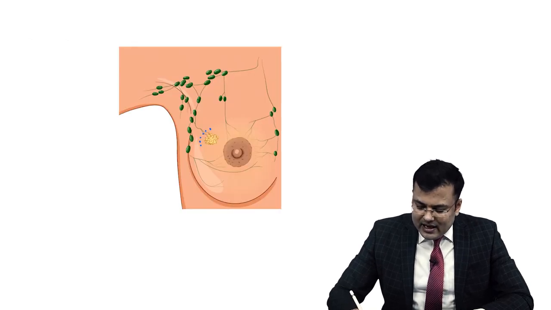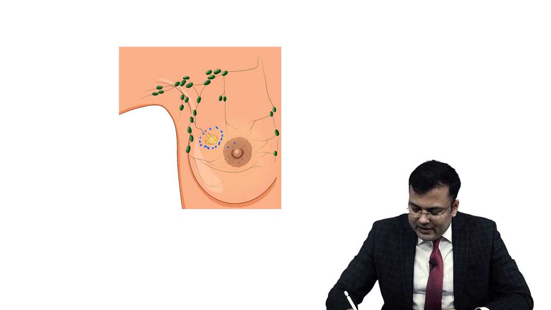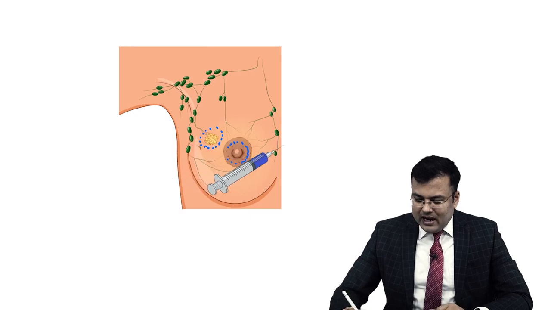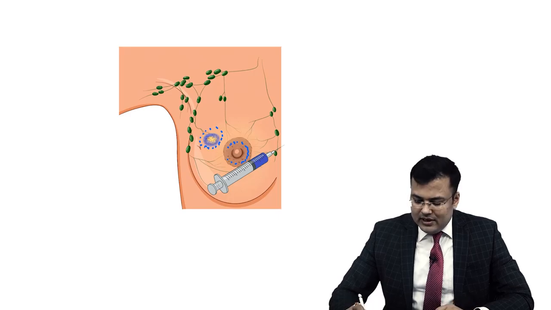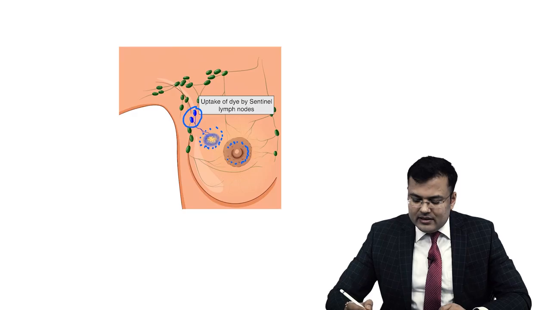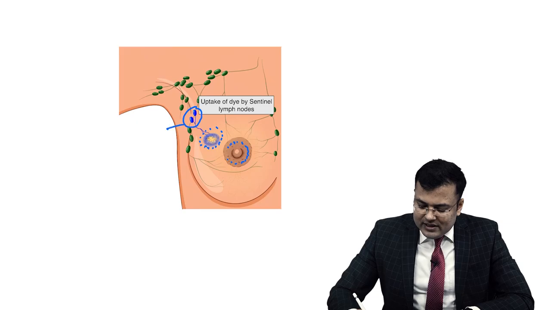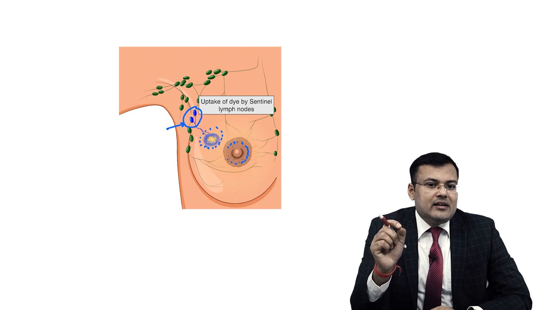You can see here the dye is injected around the tumor, in the peritumoral region, and around the nipple and areola. After that, the lymph nodes which are sentinel lymph nodes will be blue in color. Here the radioactive substance and dye are injected, and there is uptake by the sentinel lymph node. It becomes blue, and with the help of a gamma probe we detect the radioactivity. The lymph node having maximum radioactivity is the sentinel lymph node.